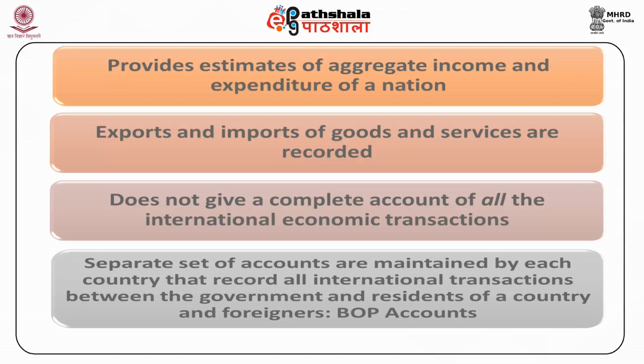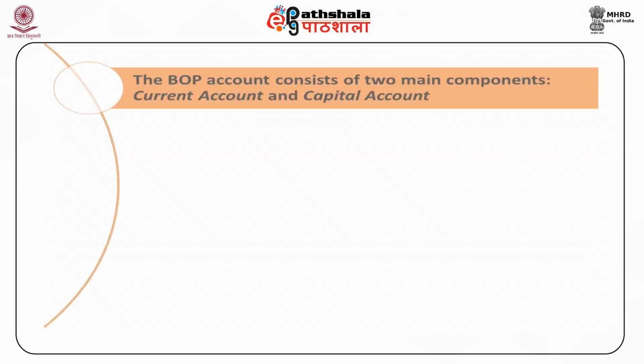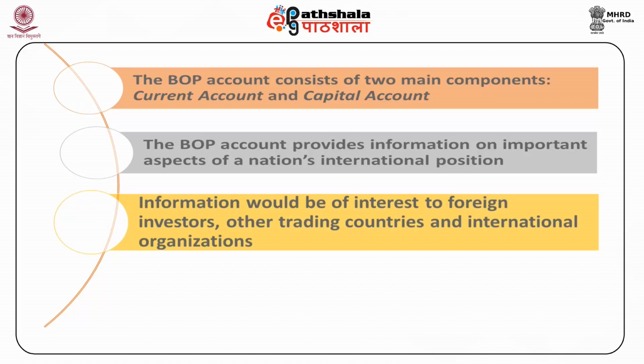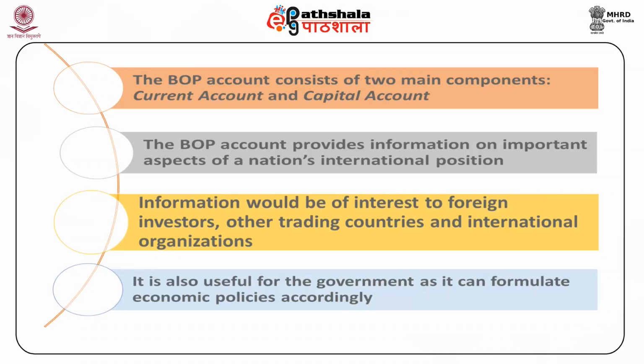A clear understanding of balance of payments accounts is very important as the progress of each nation is increasingly becoming dependent on how much it is integrated with the rest of the world. The balance of payments account consists of two main components, current account and capital account. The balance of payments account provides information on important aspects of a nation's international position, for example, whether it is a net debtor or a net creditor country. Such information would be of interest to foreign investors, other trading countries, and international organizations. It is also useful for the government as it can formulate economic policies accordingly. In what follows, these issues are discussed in detail.